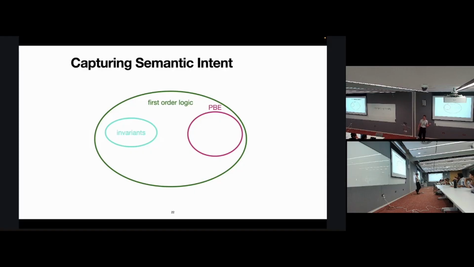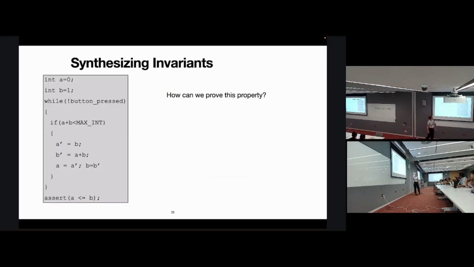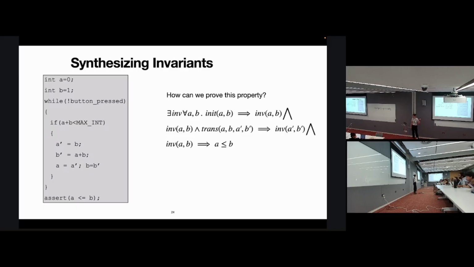Related to the logical specifications are invariants. This is one of the common applications of synthesis. It is a specific subcategory of logical specifications. Who is familiar with loop invariants? Most, not all. Okay. So if we want to prove this property, we want to come up with a loop invariant. A loop invariant is something that is true when we enter the loop. It is true after every execution of the loop, and if we leave the loop, it is true and it implies that the property, this assertion here, is not violated.